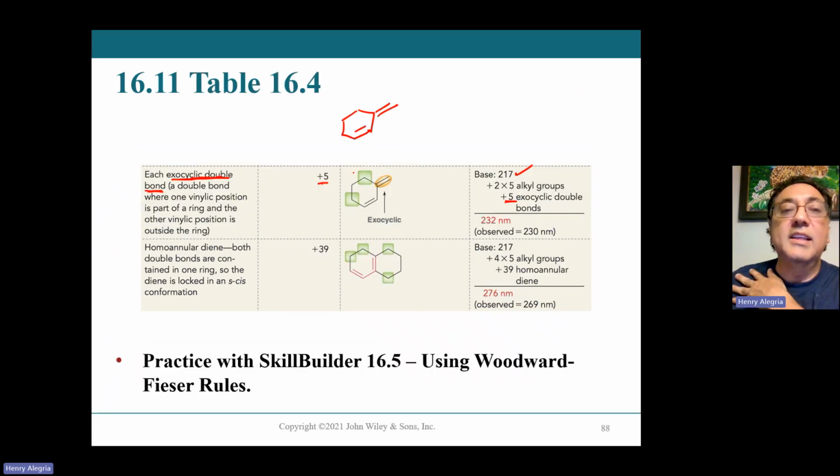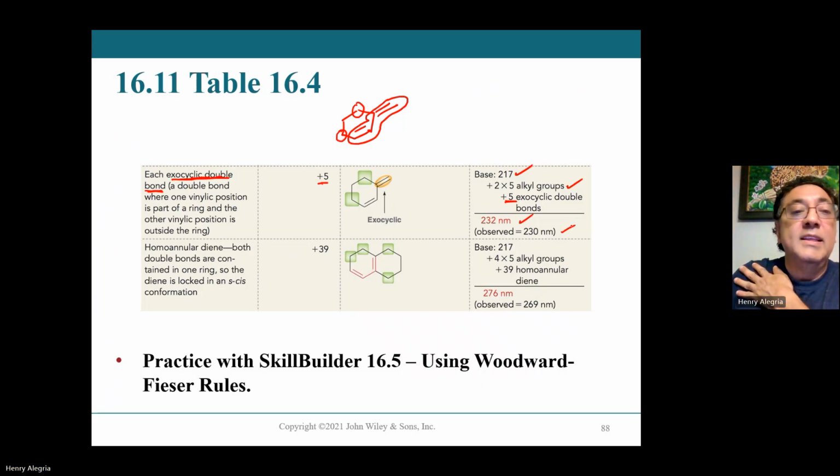So in this case, if we focus only on the conjugated part, which is this part that I'm circling, then we consider this an alkyl auxochrome, and we consider this an alkyl auxochrome. Each one is 5, so 2 times 5 here is 10. So 217 plus the 5 for the exocyclic double bond, plus 2 times 5, 10, for the 2 alkyl auxochromes, we would predict 232. It's actually 230.